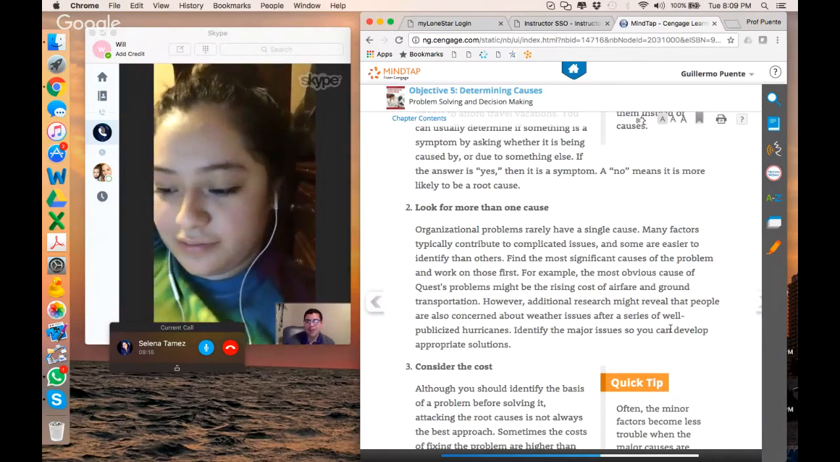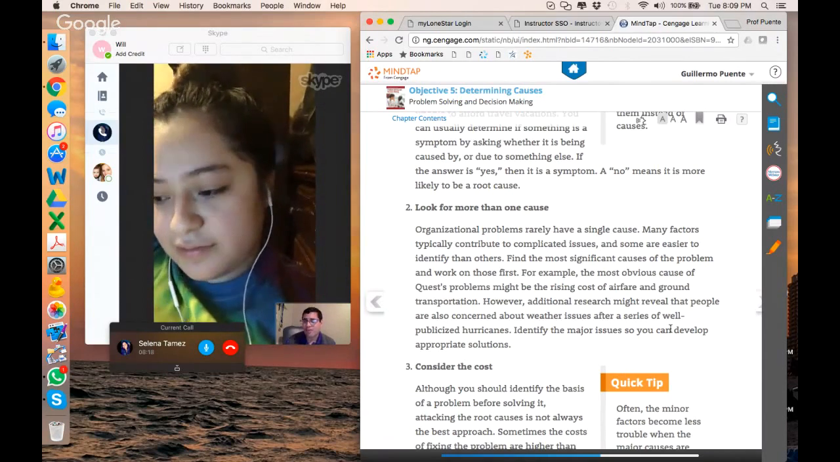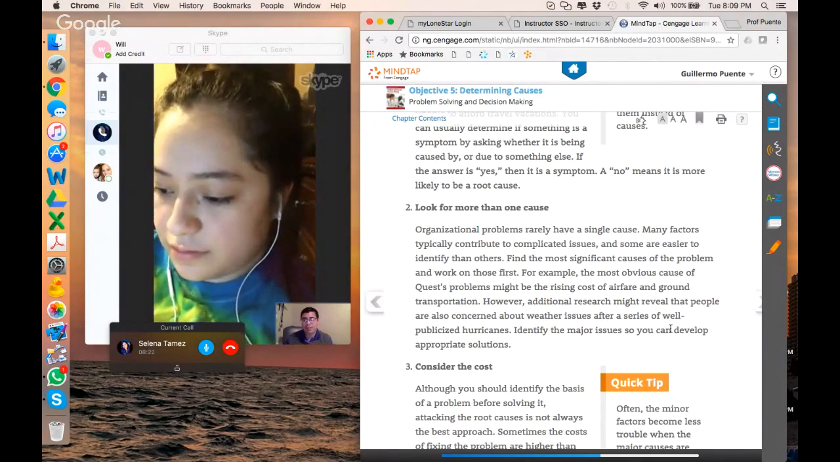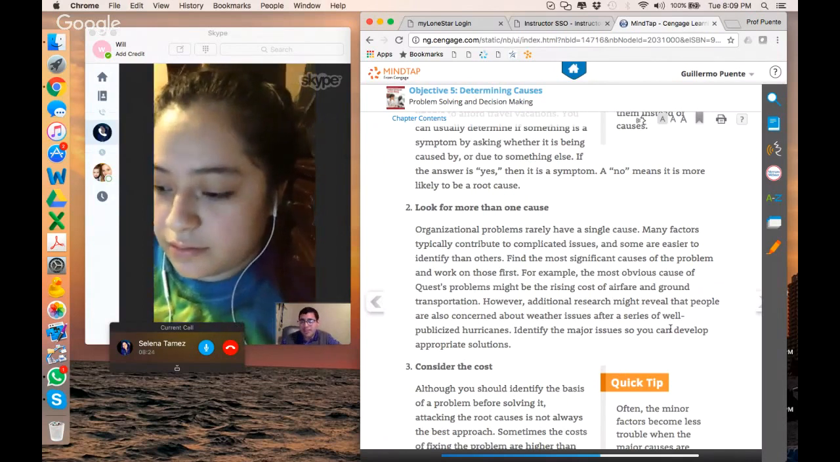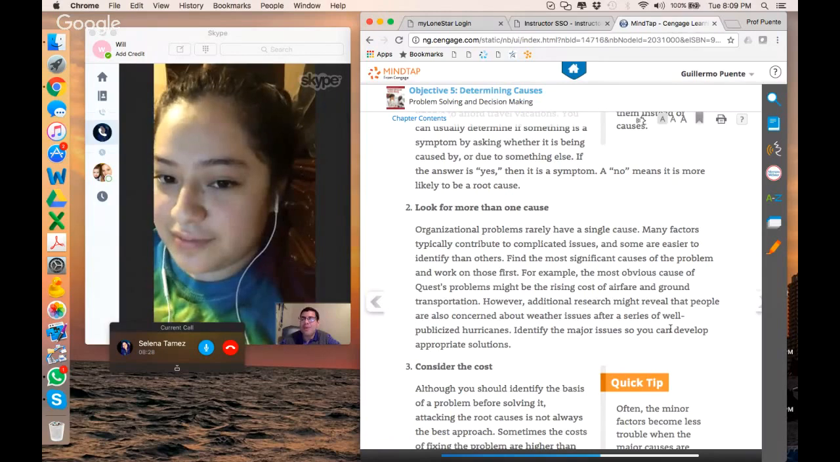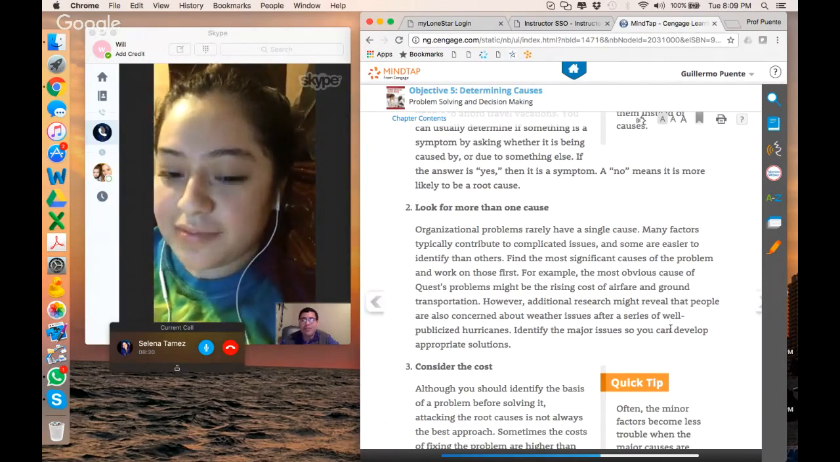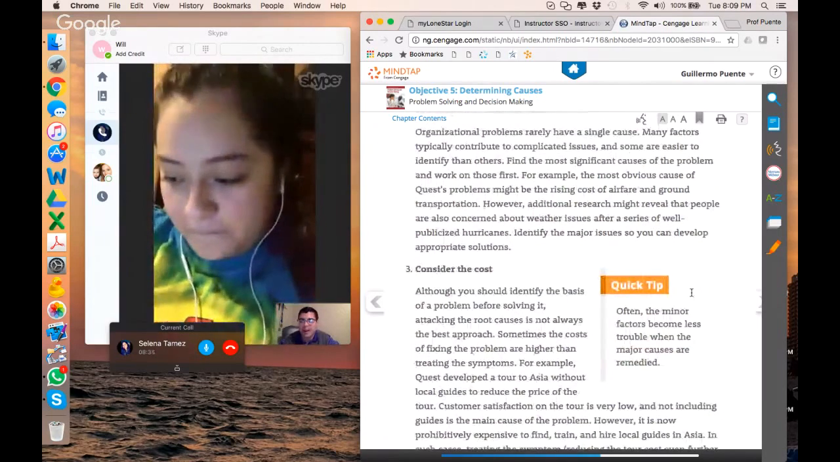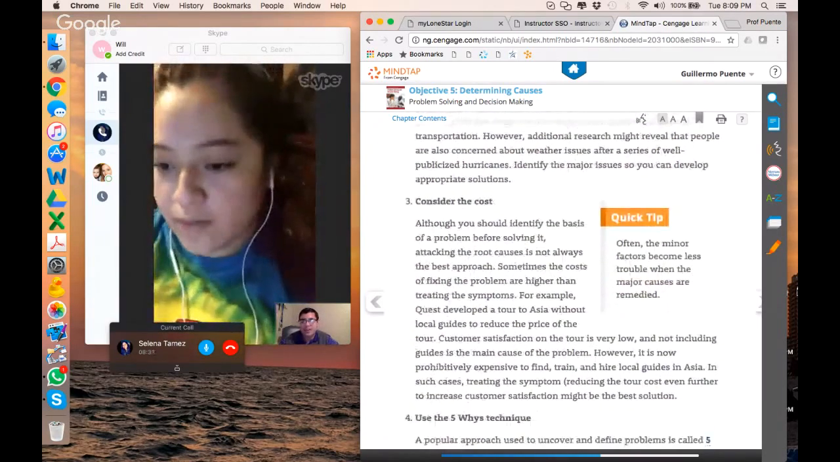Exactly. So it says look for more than one cause. So yes, the flu may be part of the issue. It could also be the pack of cigarettes you're smoking, right? True. So sometimes it's more than one cause. So be careful about that, because people love to say, well, we've taken the cause already out of the way, and it could be something else.